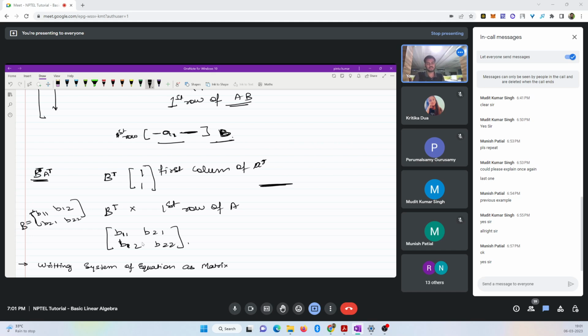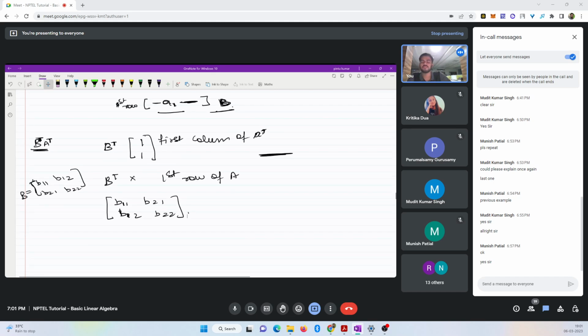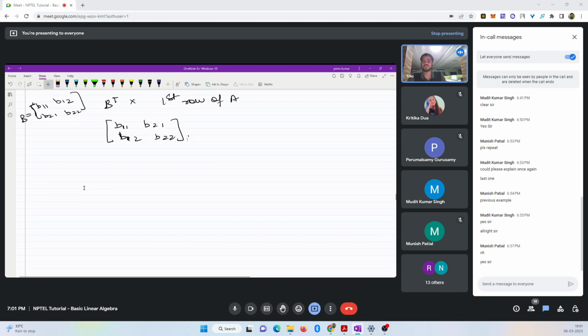So let's say, okay, I'll take an example. I hope I am being clear here. There are easier proofs to this, but I wanted to just approach it this way. So let's say my first row of A is A11, A12.